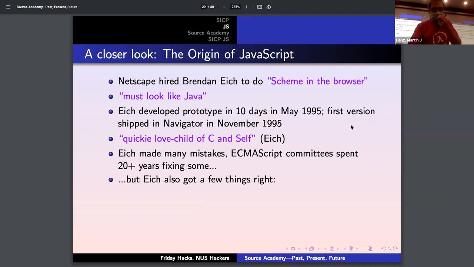But Eich also got a few things right. Because of this Scheme heritage, he knew Scheme.